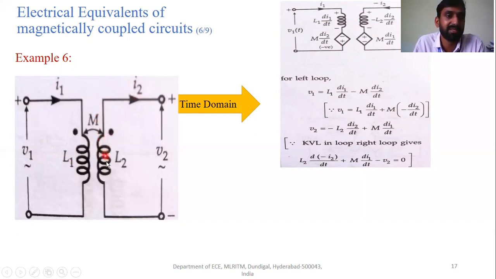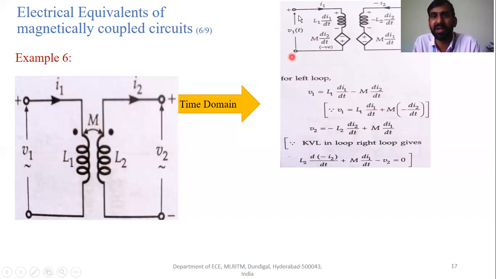Minus I2 is entering through the dot. So here, let us consider the M will be positive because both are entering. The currents here are I1 and minus I2, so both are entering through the dot. So let us consider the M, the mutual inductance, as positive.